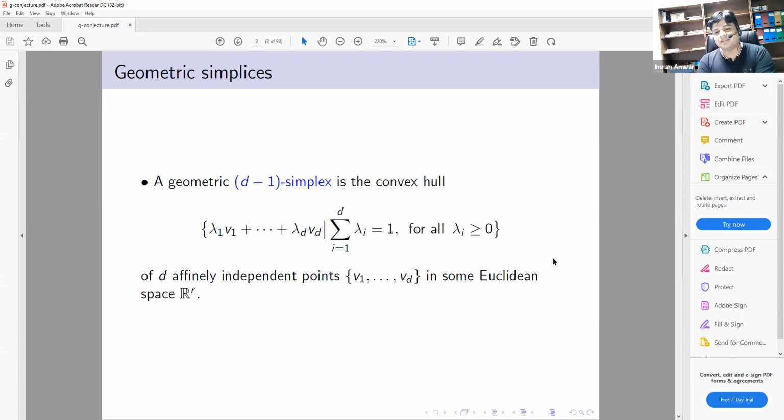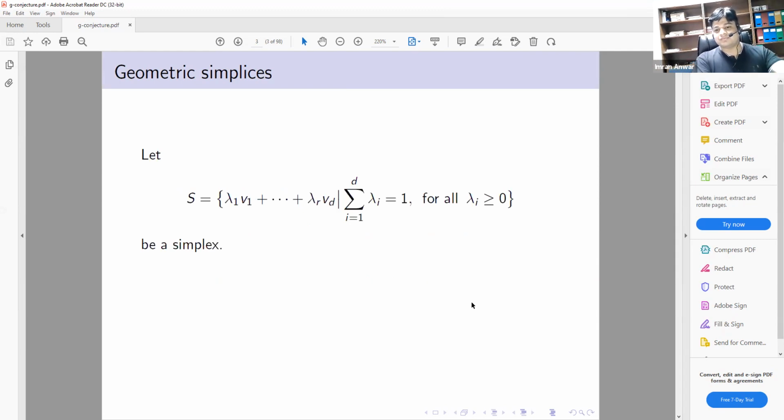And then the next thing is the convex hull. A convex hull is a linear combination of all those vectors with the condition that the sum of the coefficients should be equal to 1, and all the lambda coefficients should be positive. So this is the definition of the convex hull of D affinely independent points. What geometrical object I get, I call it a D minus 1 simplex, which is in blue. Okay.